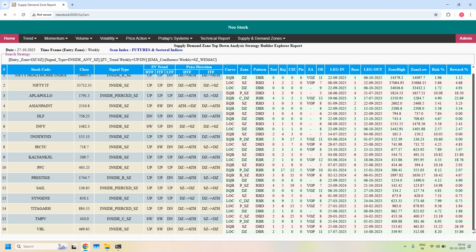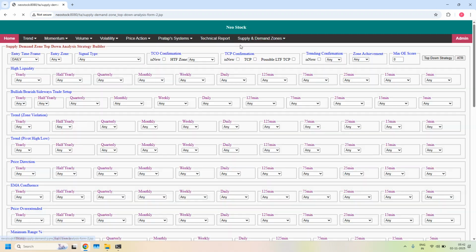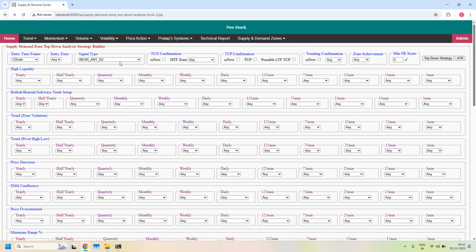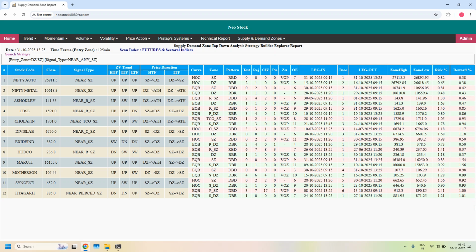Next time frame daily already generated in the beginning of the report. So the next time frame is 125 minutes. Stocks near to the 125 minutes demand zone. We got 12 stocks. Next, stocks near to the 125 minutes supply zone. We got 12 stocks again.